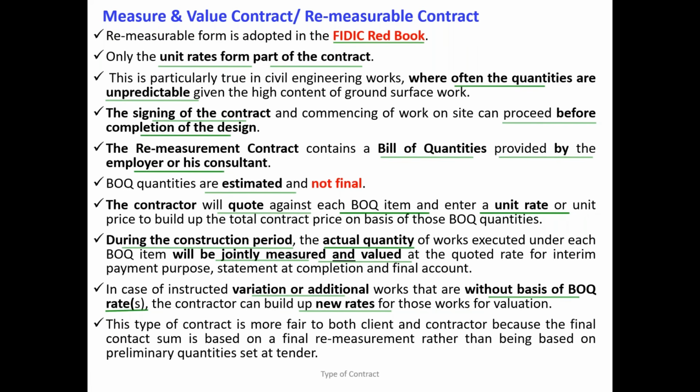This measure and value contract does not transfer the quantity risk to the contractor. So therefore, it is a fair and reasonable type of contract. So what is the advantage? Now you people have understood, right? What is the advantage of going for the measure and value contract?